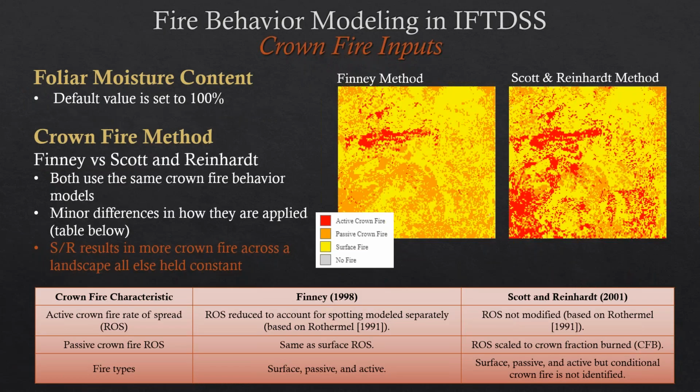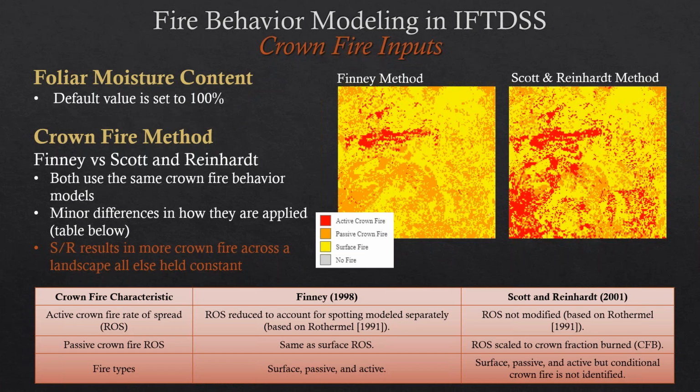So the next input is your crown fire input. We set a default value for your foliar moisture at 100%, but you can change that, so it's not locked in. And then you have a choice between crown fire methods. There are 2 predominant methods available within the whole FlamMap interface, so also within IFTDSS. One is the Finney method and the other is the Scott and Reinhardt method. There's a lot of detail in our help about this, but basically at the core of it, both use the same crown fire behavior models, but there are slight differences in how they're applied.